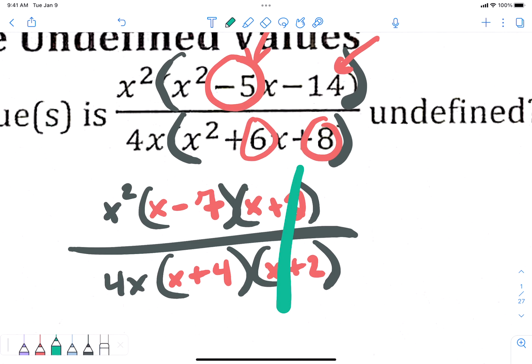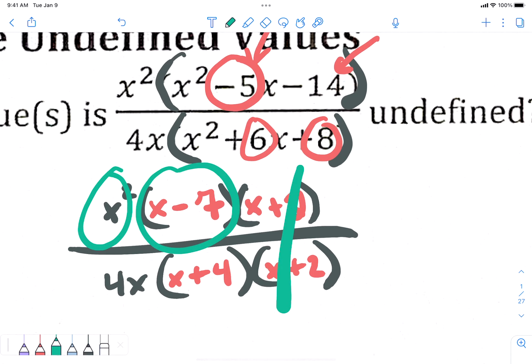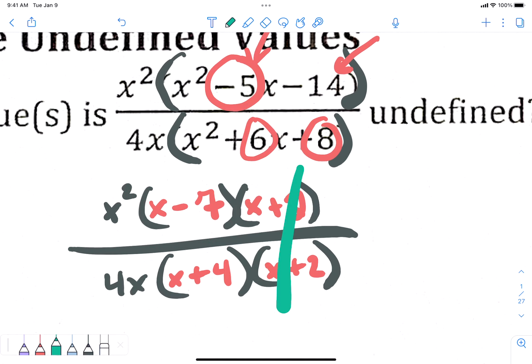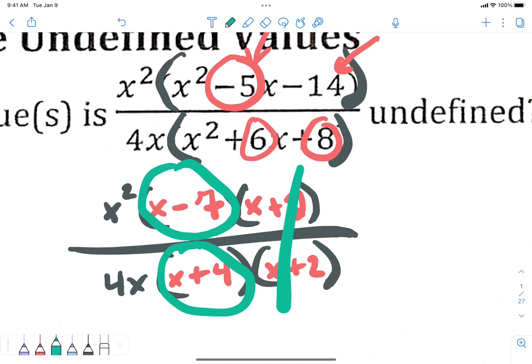How many chunks do you have on the top now that we've canceled stuff? Two. You have this chunk and this chunk, right? On the bottom you have this chunk and this chunk. This chunk is trapped. So is this one, because they're trapped with the 7 and the 4.